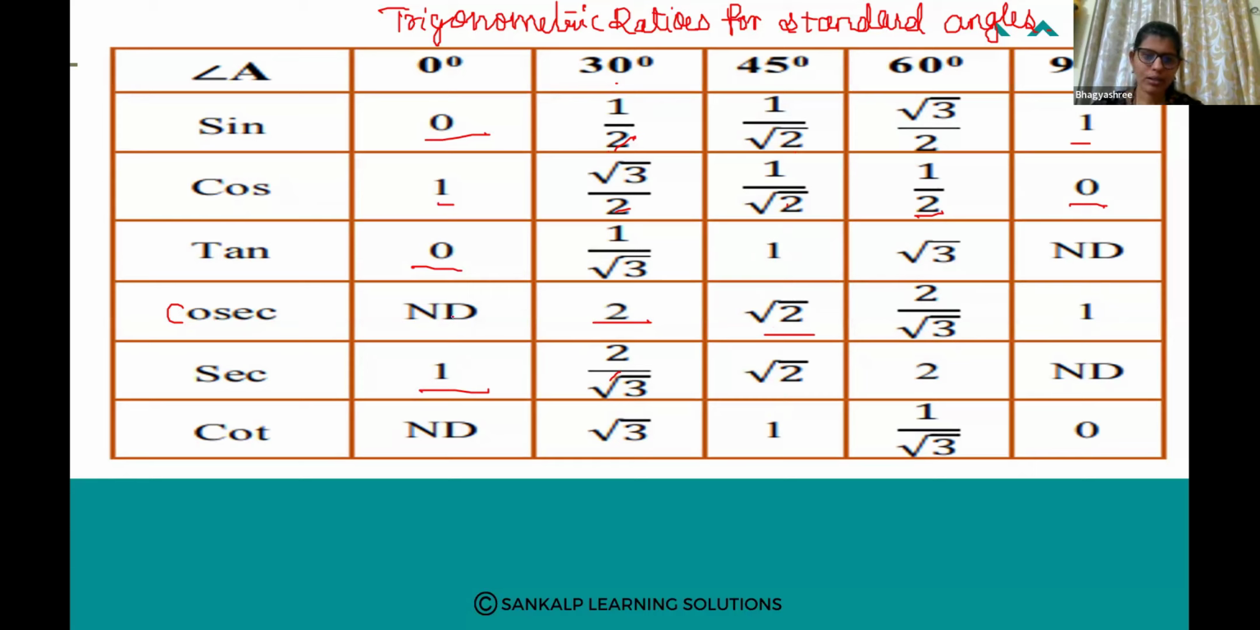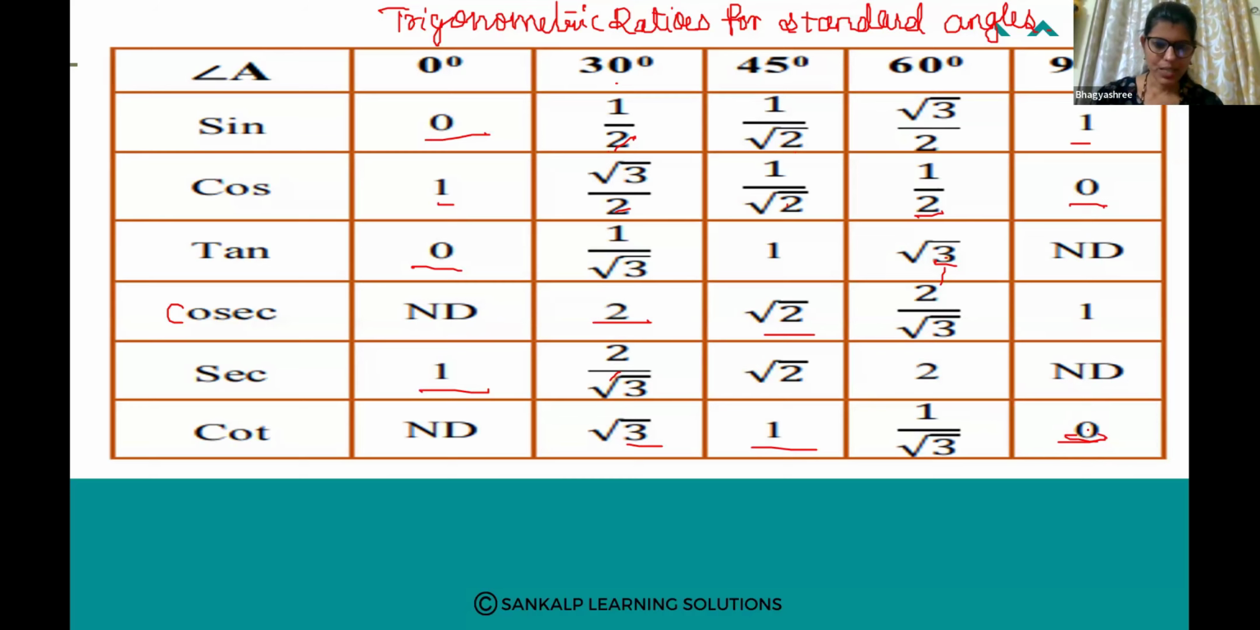Cot 0 degree is 1 by 0, that's equal to not defined. And cot 30 degree, let's reverse it. Root 3 by 1, that is root 3. 1 by 1, that is 1. Tan 45 degree is 1 and cot 45 degree is also 1. And cot 60 degree, root 3 by 1 by root 3, that is 1 by root 3. Cot 90 is 1 by 0 reversed, 0 by 1, that is 0. Okay, this chart is very, very important.